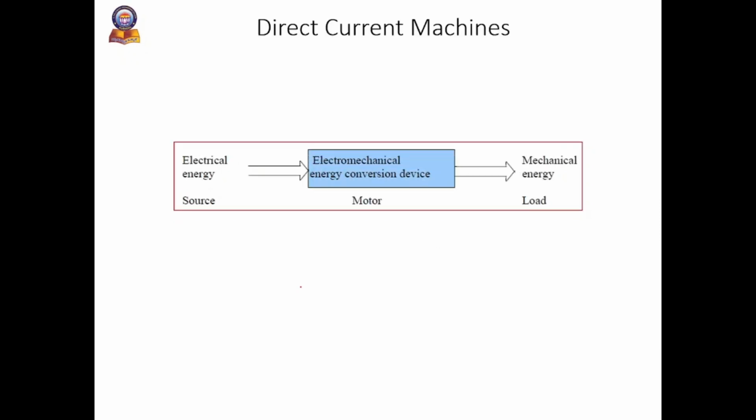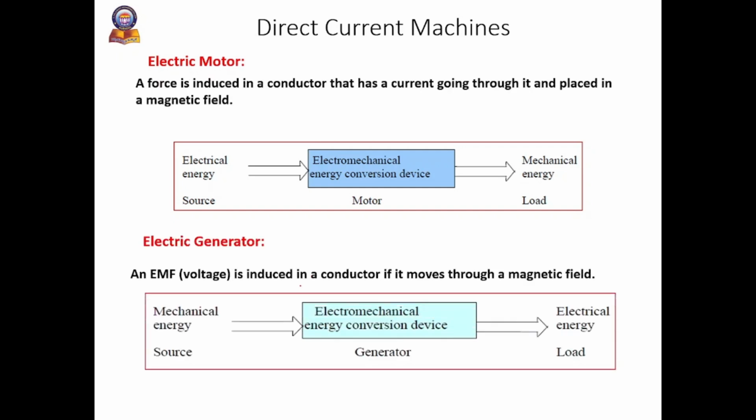Coming to the construction of DC machines, let us first of all know the basic working principle of a DC generator and a DC motor. The electrical machine which converts electrical energy to mechanical energy is called a motor, whereas an electrical machine which converts mechanical energy to electrical energy is called an electrical generator.